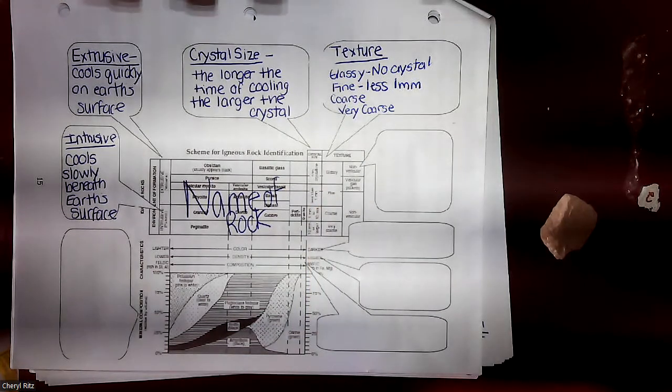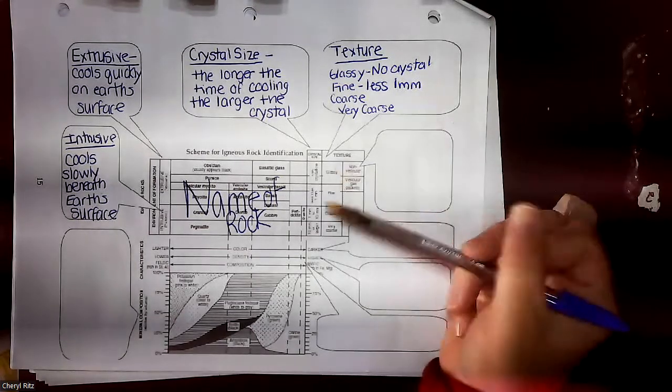I like to think of this: if you're looking at it and turning it around and you're like, I'm pretty sure I see a crystal, but I'm not quite sure, that's probably a fine one. They're so small you can't really see them. So that's going to be fine.